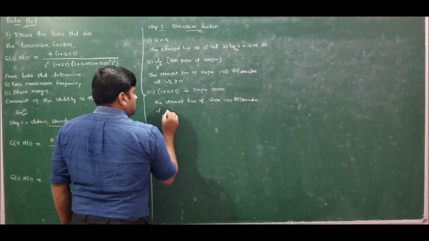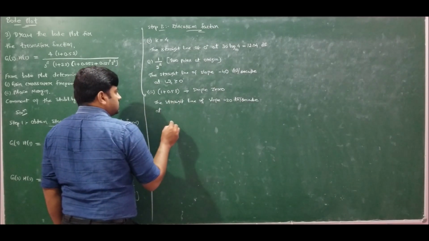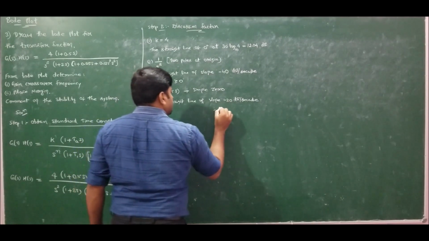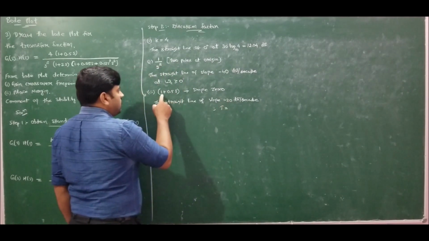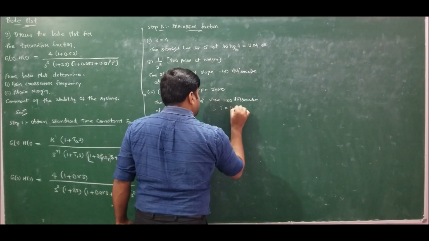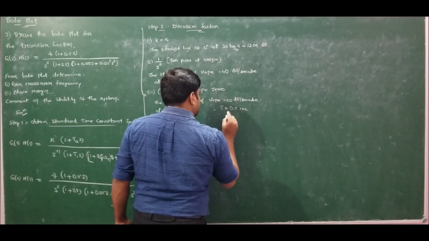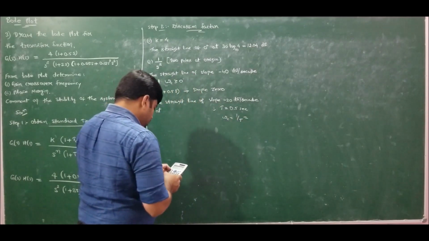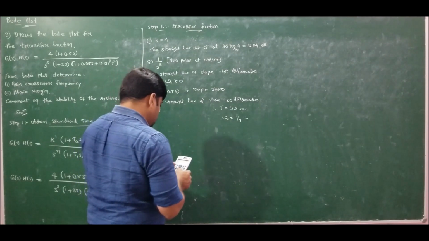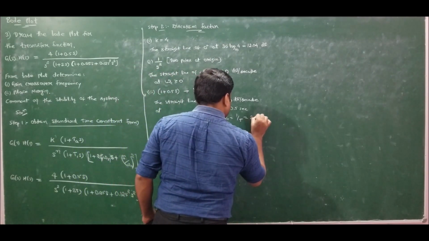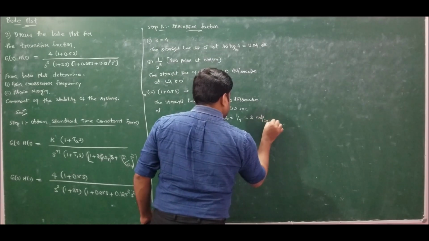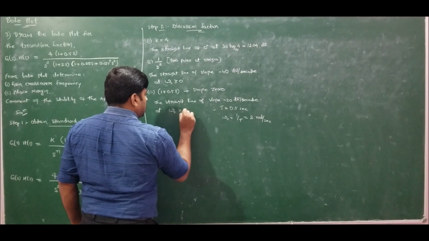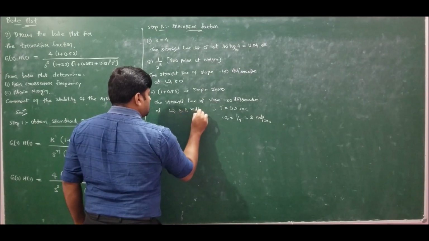Right? How much is the frequency? Calculate the time constant. It is of the form 1 plus ts. Time constant is 0.5 seconds. And so how much is the corner frequency? 1 by t. It is 1 by 0.5, which is nothing but 2 radians per second. Hence, at frequency greater than or equal to 2 radians per second.